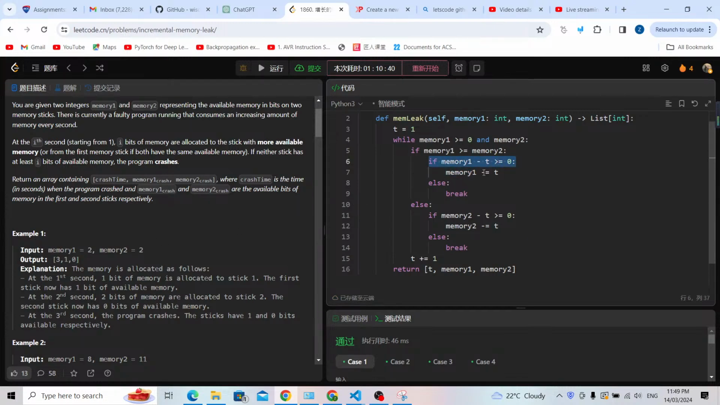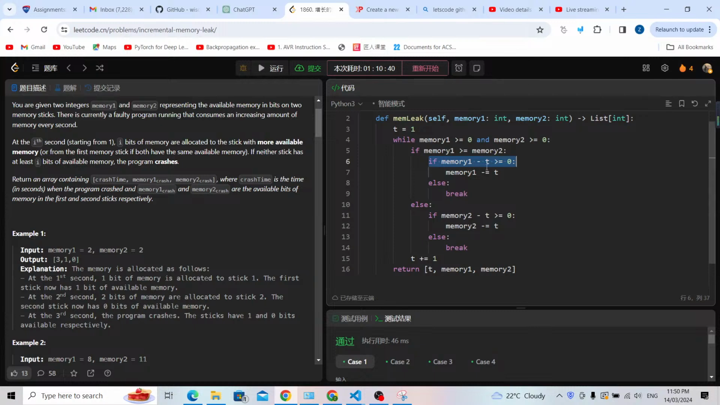If it is more than 0, so memory 1 becomes 2 minus 1, becomes 1. And for the second step, I will execute memory 2. So the t becomes 2, and this one memory 2 becomes 0, and t will plus 1. T becomes 3, and now memory 1 is still more than or equal to 0, and memory 2 should also be more than or equal to 0. Yeah, I'm gonna check memory 1. So now, if I remember right, memory 1 should be 1. Memory 2 should be 0. Yeah. So we're gonna execute this line.